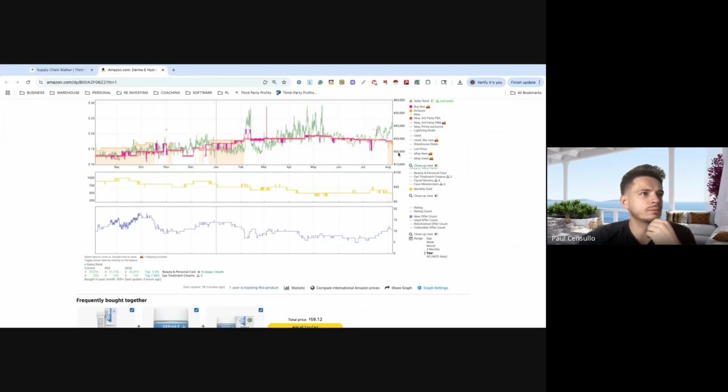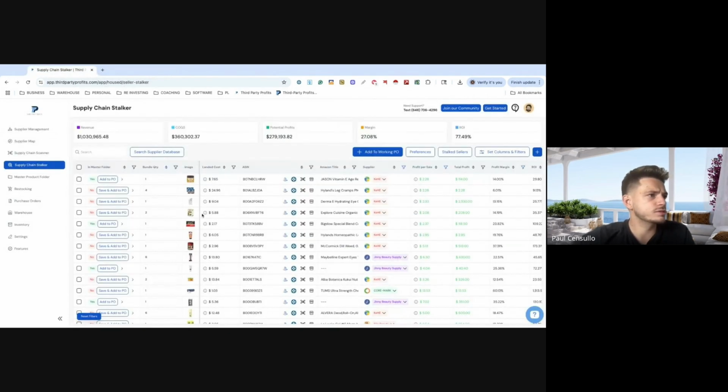Going back to where we were just discussing, I immediately look back at this period of time where Amazon was selling it at $15. They came back on at $17.20. Most likely this price is going to drop back down, and the brand's on the listing, so we're just going to pass. Explore Cuisine, $588, $2 in profit, $208 a month.